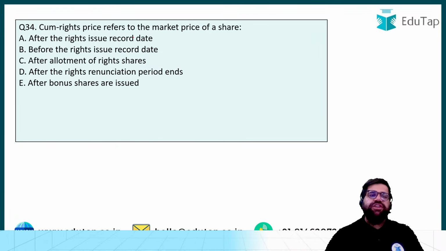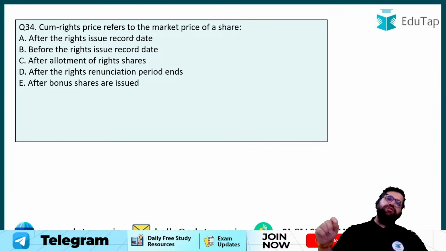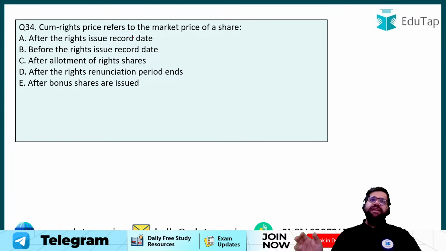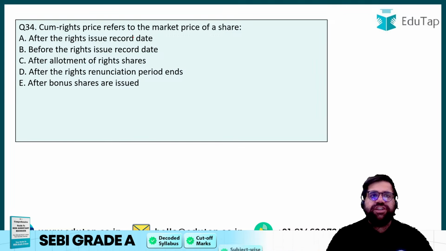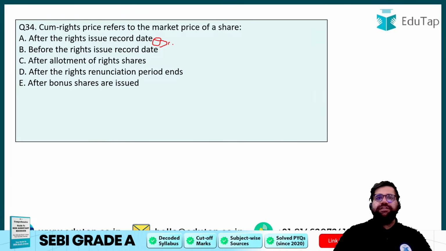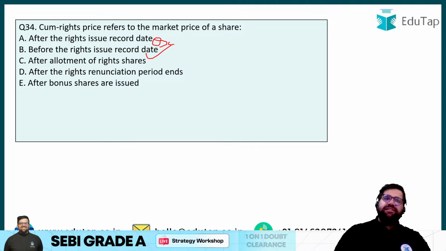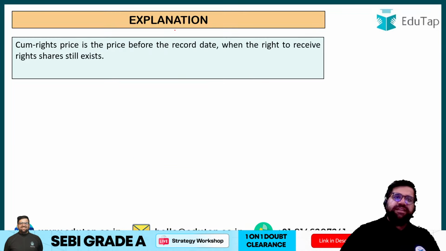Right? Question number 34. Cum-right price refers to the price of the share. If you see, cum is basically used for before and ex is used for after. So a very easy theoretical question. This can appear in your Phase 1. Cum-right price refers to the price of a share after the issue? No. After the issue is your ex price. Before, yes, before is the correct answer. Therefore, your right answer will be option number B itself.